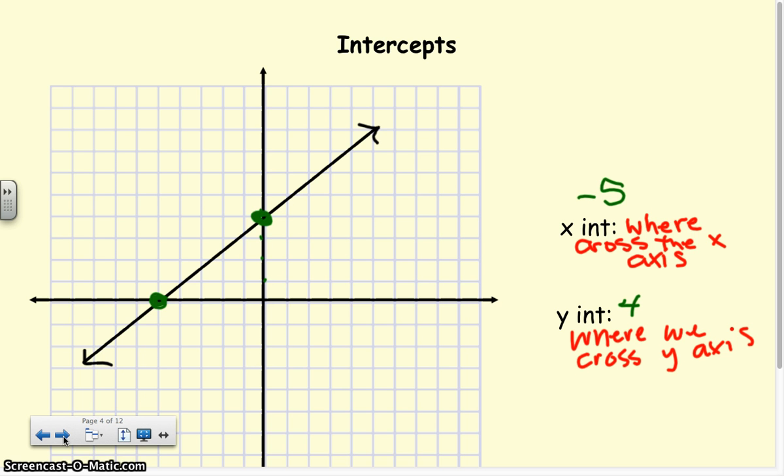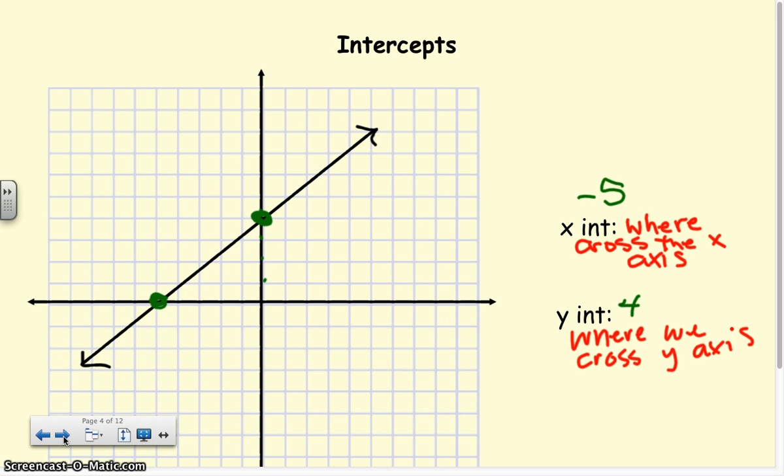So if I told you to graph, given the intercepts, you would just plot the y-intercept, plot the x-intercept, and connect them, okay?